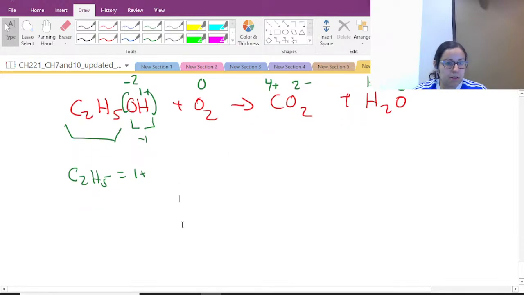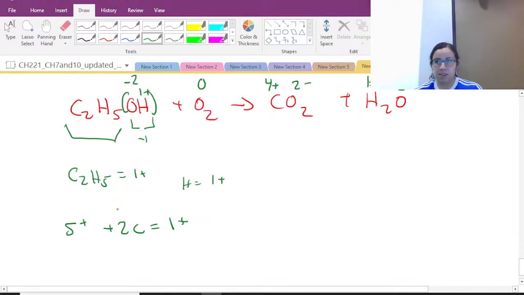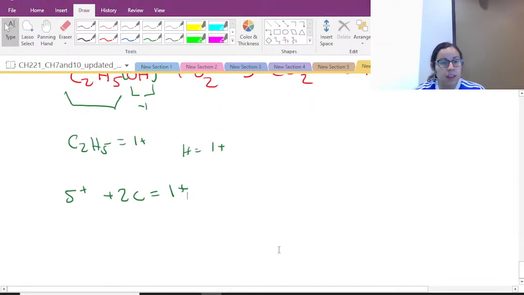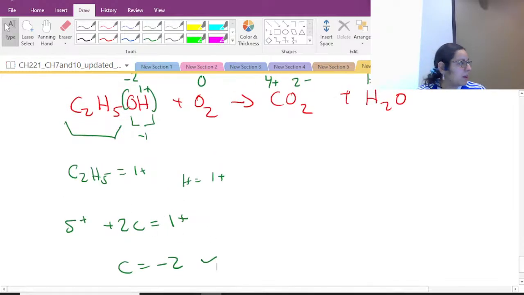And so how can we solve for this? If hydrogen is probably +1, then we have 5 plus our hydrogens, plus 2 carbons has to equal 1+. So everyone still follow? And actually it worked out nicely in this one. So what's our oxidation state for carbon? Carbon is -2. So I didn't pick an example where it ended up with a decimal, but again, just be aware that that could happen.